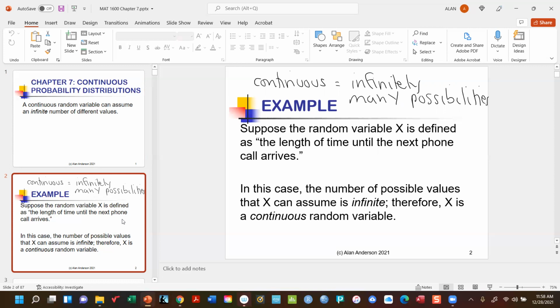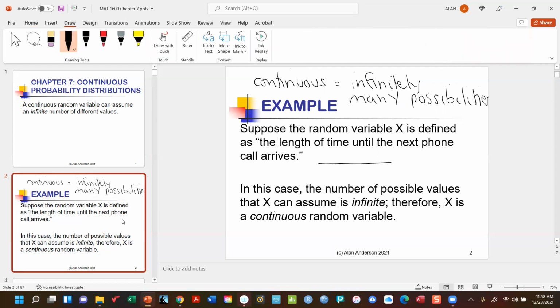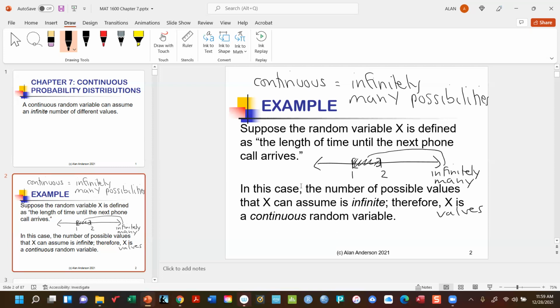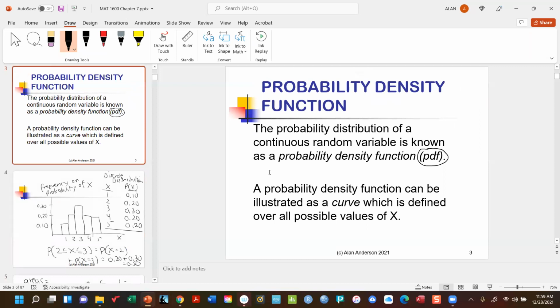In fact, you might recall from some math class you've had along the way, if you look at the real number line, the number of values between any two integers, let's say 1 and 2, is infinite. There's infinitely many values between any two integers. So even if our variable was restricted to being between 1 and 2, as long as we allow for fractional components, then we will have an infinite number of values.